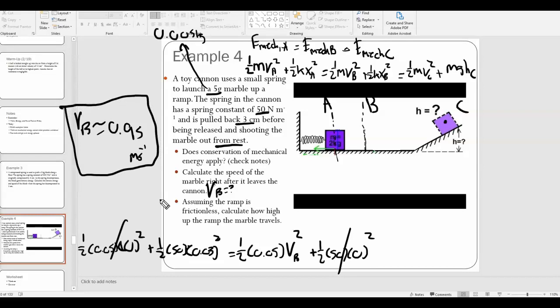Now the last question says, assuming the ramp is frictionless, calculate how high up the ramp the marble travels. So here we're looking for the height at point C. See if you can do that last part of example 4 on your own.